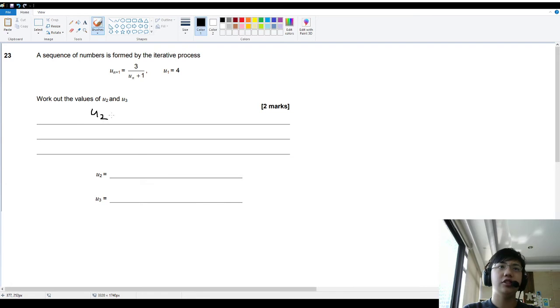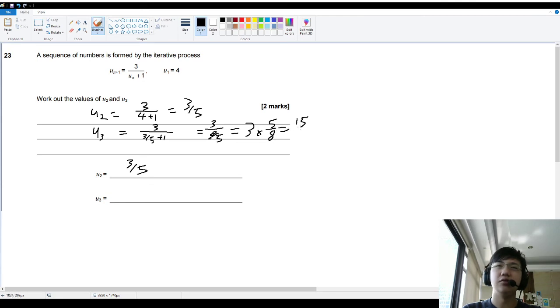So u2 equals 3 over u1, which is 4, plus 1, which equals 3 over 5, giving us our answer for u2. For u3, we have to figure out 3 over u2, which is 3 over 5, plus 1, which is 3 over 8 over 5. And using the rules of fractions, we know that dividing by a fraction is the same as flipping the numerator and denominator and multiplying it. So 3 times 5 over 8 equals 15 over 8, giving our value for u3.